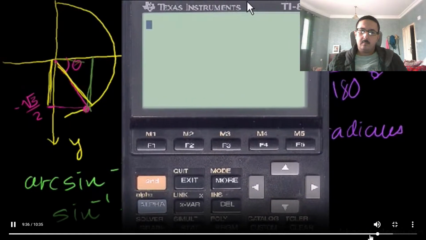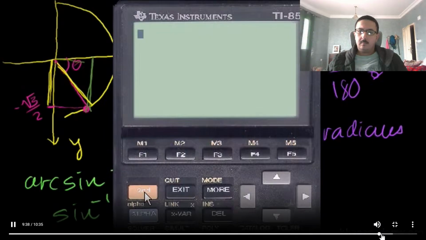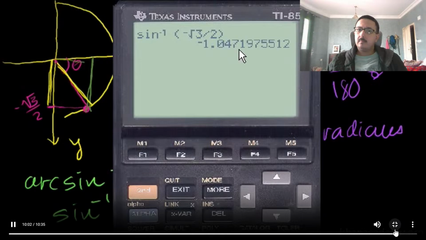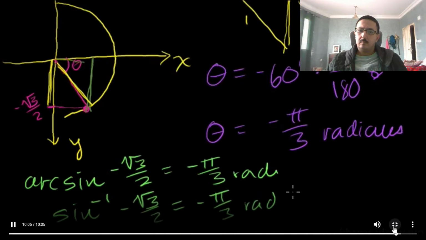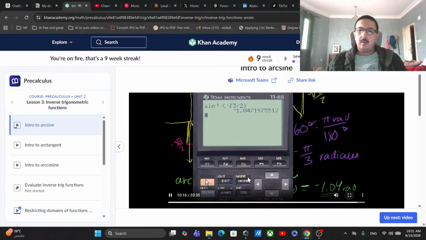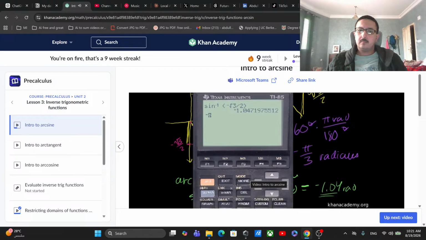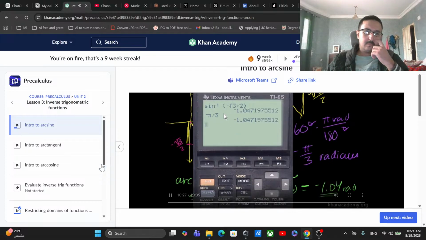I put this in radian mode already. You can just check that. I'm trying to figure out the inverse sine of minus square root of 3 over 2. So it's telling me that this is equal to minus 1.04 radians. So pi over 3 must be equal to 1.04. Let's see if I can confirm that. So if I were to write minus pi divided by 3, what do I get? I get the exact same value. So my calculator gave me the exact same value.